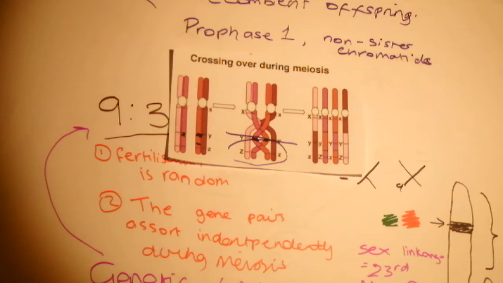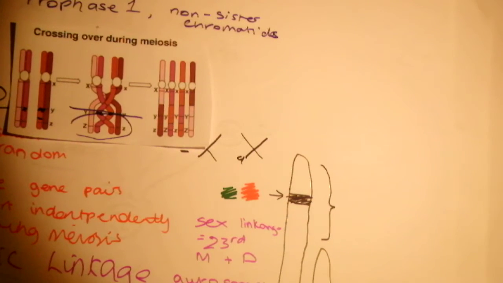Therefore, the recombination frequency, which I'll show you in a second, is the measure of the amount of crossing over that has happened in meiosis. Obviously the extent of the crossing over can be altered. So how do you work out the recombination frequency?